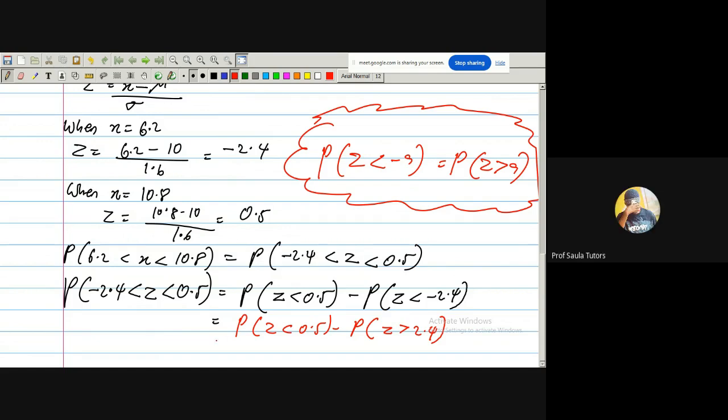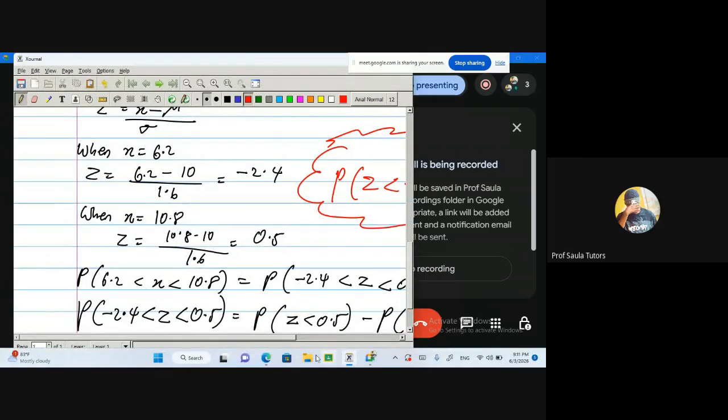And don't forget, this is saying the probability of z less than 0.5 minus... you see this one, we can't get greater than. Remember that in our normal distribution table, the left part was shaded. We can only get something of less than. Do you remember? Let me show you the table.